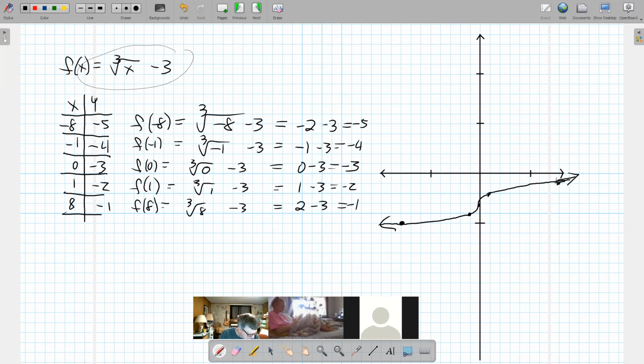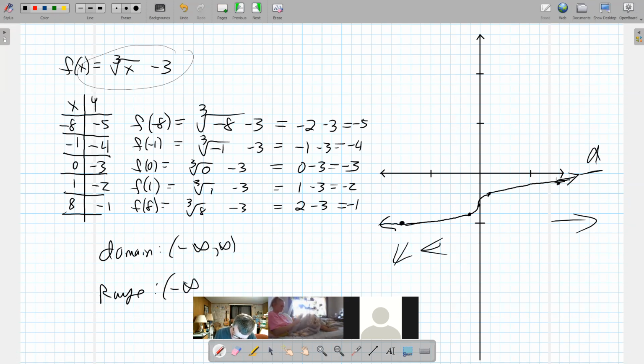Let's see here. What's the domain? Well, this thing continues on and continues on, so that's going to be all real numbers. What's the range? Well, as this thing is going to the right, it's also going up, and as it's going to the left, it's going down. So the domain and range are going to be all real numbers. Any questions there? Okay.